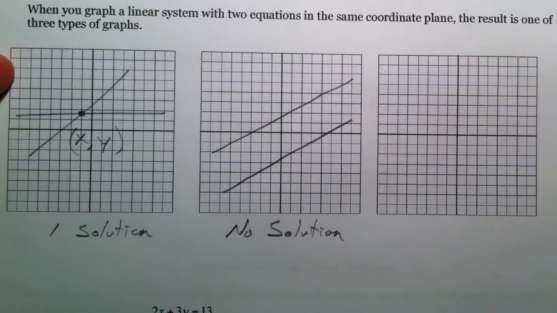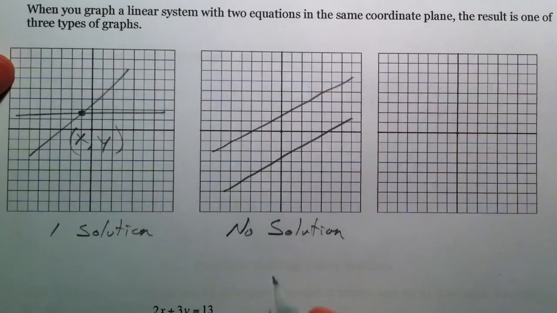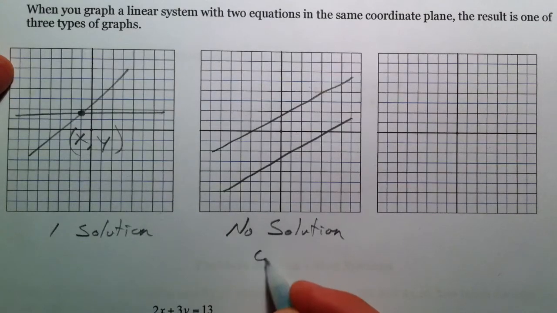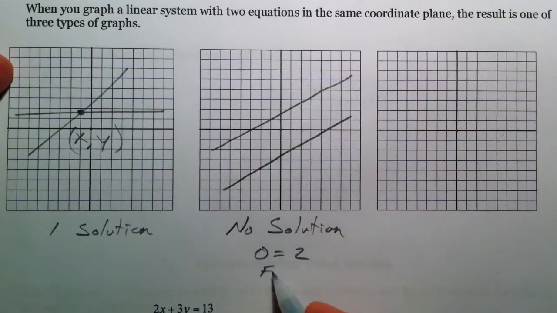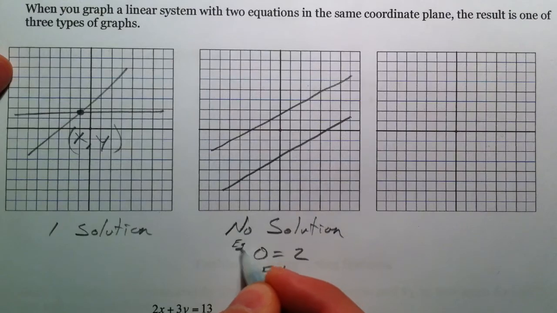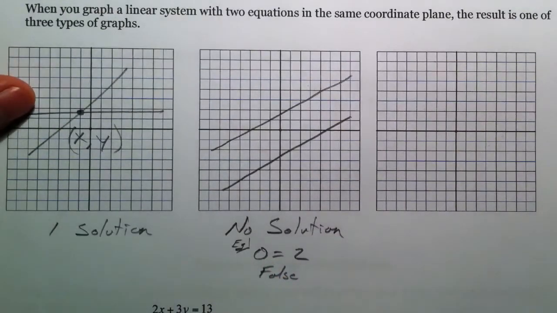This is when you start solving an equation, and you get 0 equals 2, a false statement. That's what's going to happen when you start solving it algebraically.